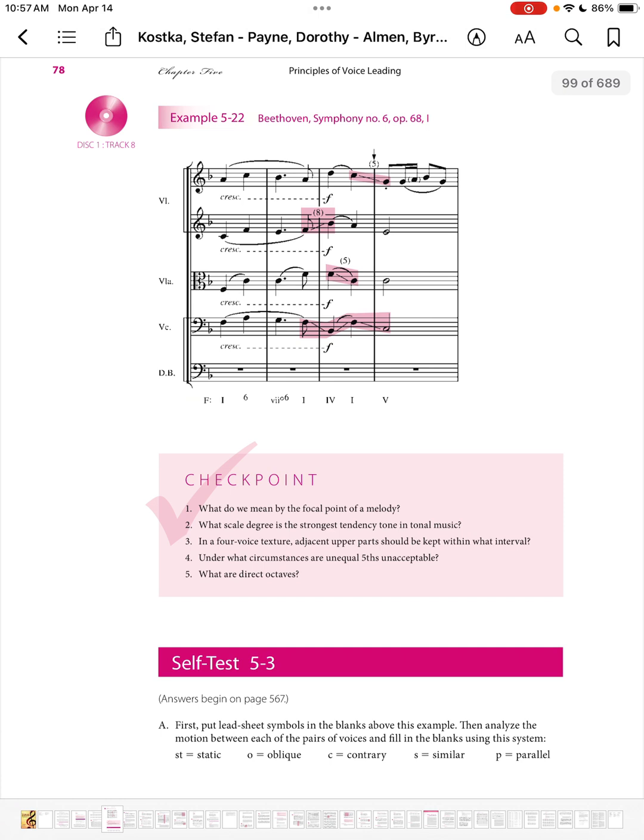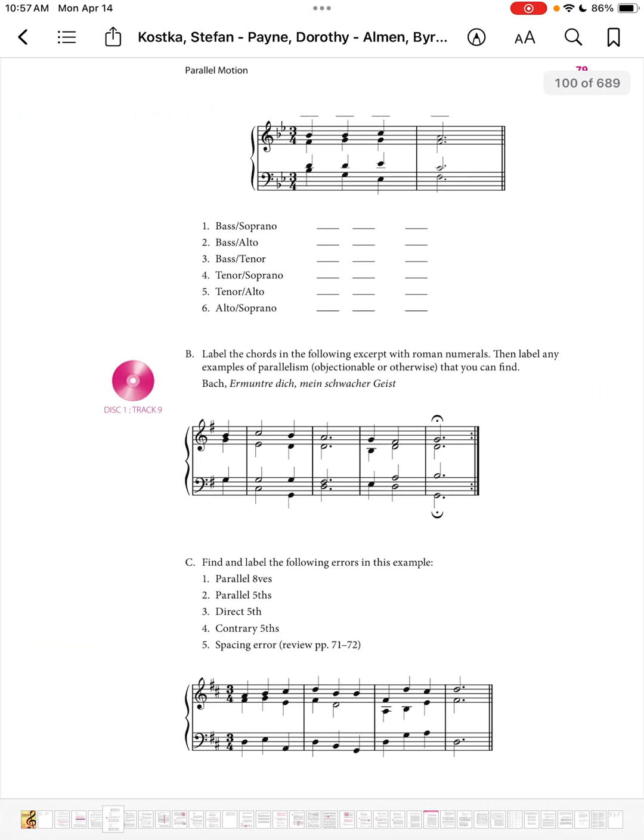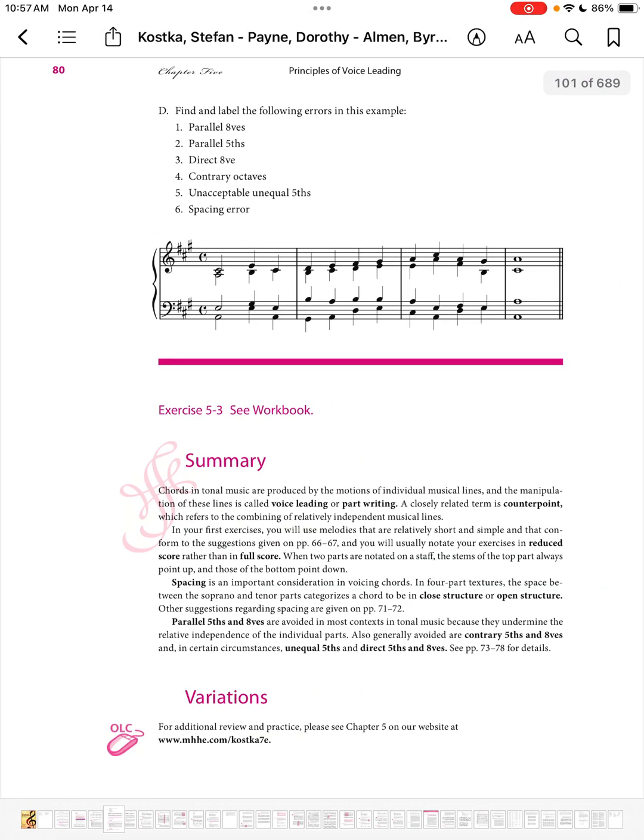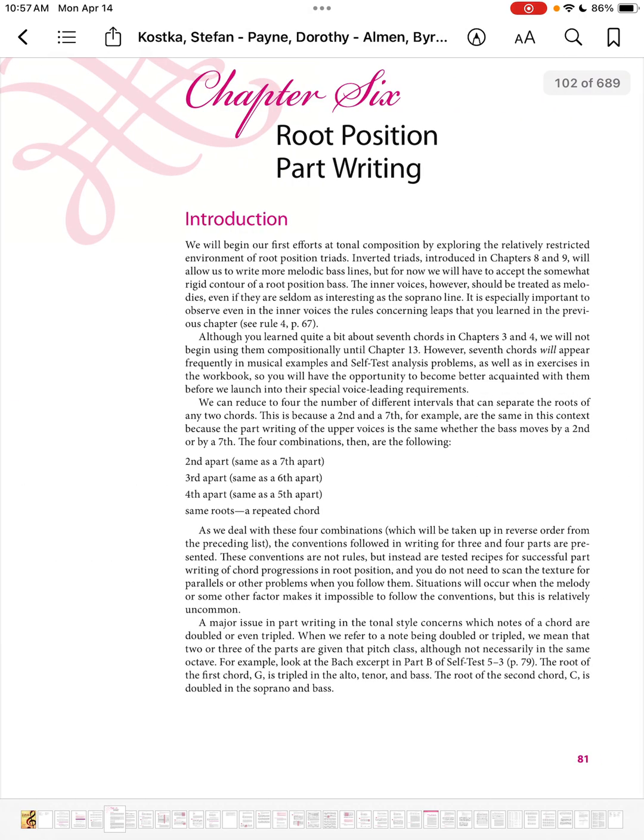I'm skipping the self-test on this one. Open and close, unequal fifths. This is going to be very fun to do in chapter 6 tomorrow, as I go more and more into detail.